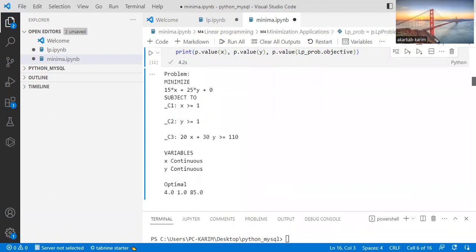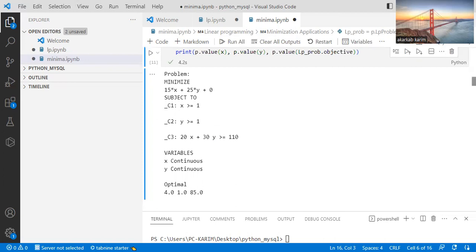So this is the solution I found. Based on these constraints, I want to minimize the cost. This is the optimal solution. That means John should work 4 hours and Mary 1 hour, and the cost is $85. So the lowest cost is $85. If John works just 4 hours and Mary 1 hour, this is the best solution based on these constraints.